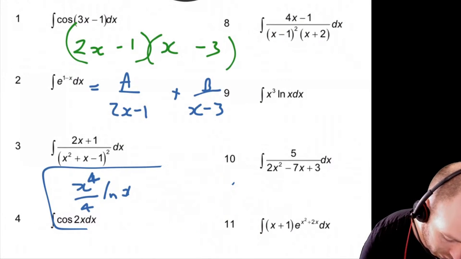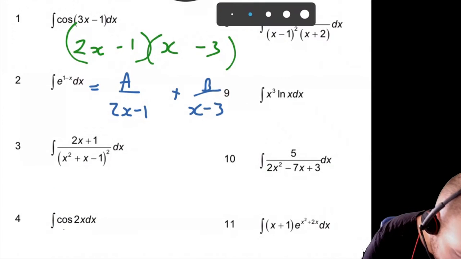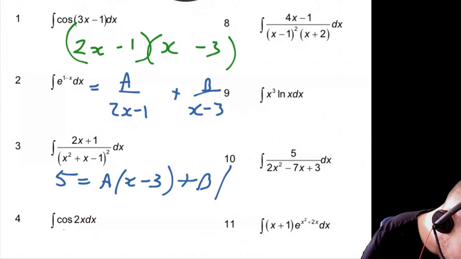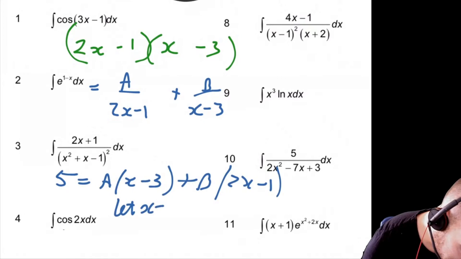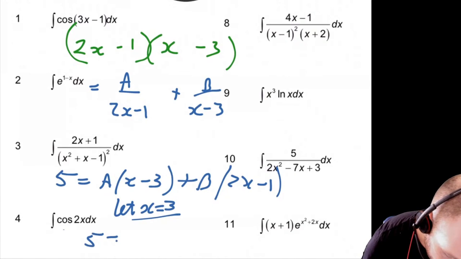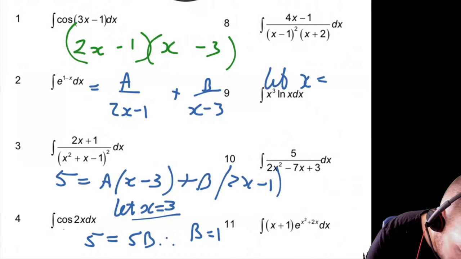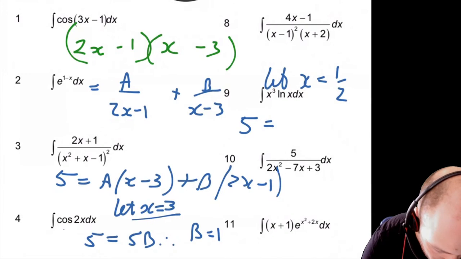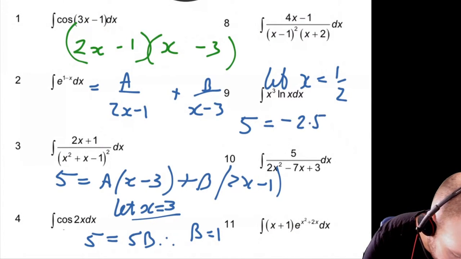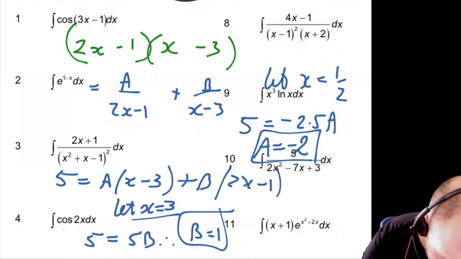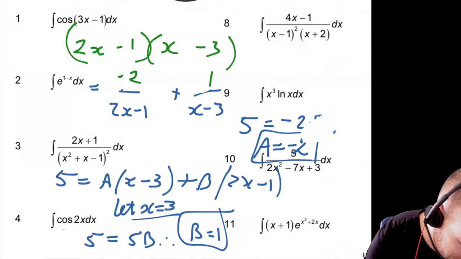So cross multiply, and we get 5 equals A(x take 3) plus B(2x take 1). Let x equal 3, and we will get 5 equals 5B, so therefore B is 1. And let x equal 1/2. So we get 5 equals 1/2 take 3 is going to be minus 2.5A. So therefore A is minus 2. So that's good. Let's get minus 2 and 1. So there's my fractions that we need to integrate.